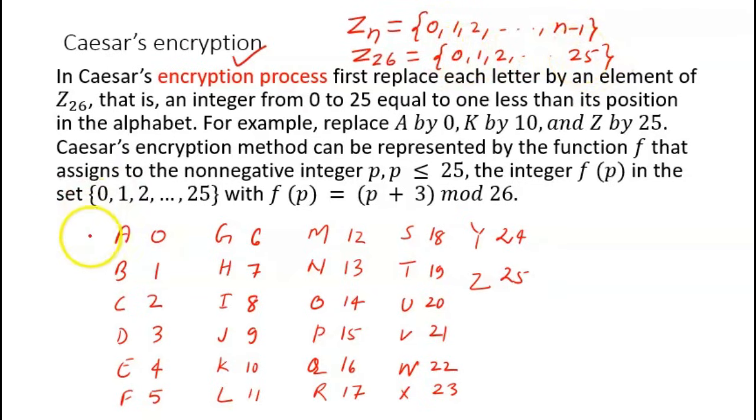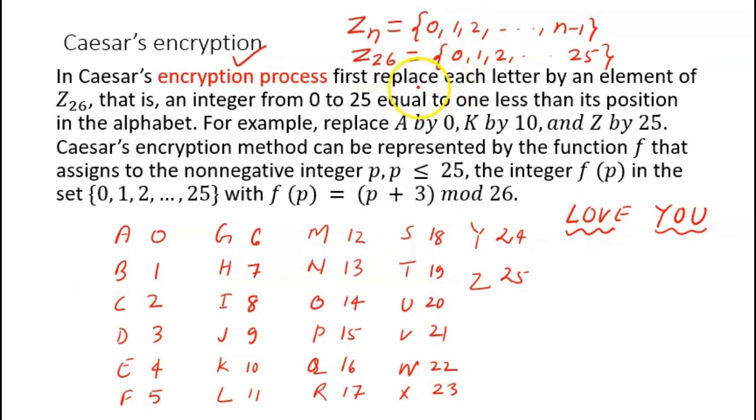So in the Caesar encryption process, suppose we have to translate the message "love you", that is, we have to encrypt the message using the Caesar encryption process. It involves multiple steps, and in the first step, we replace each of the alphabets by a corresponding number. What is that corresponding number?